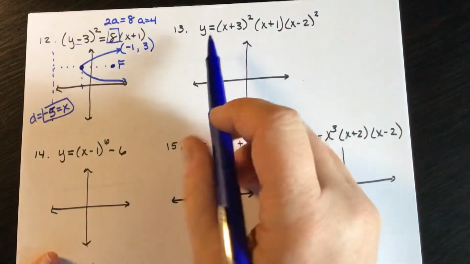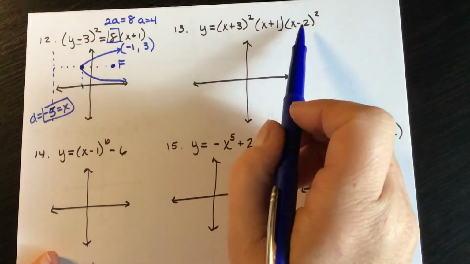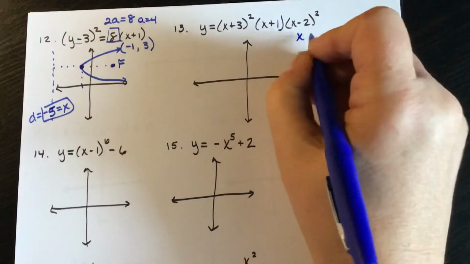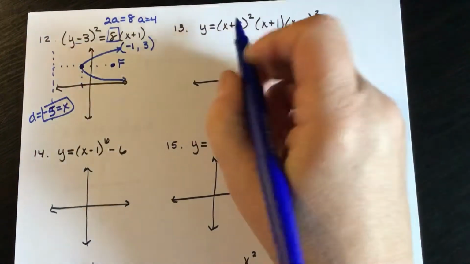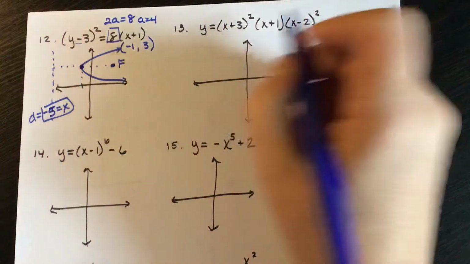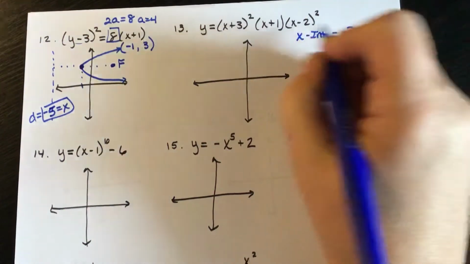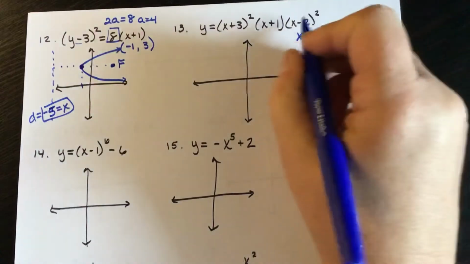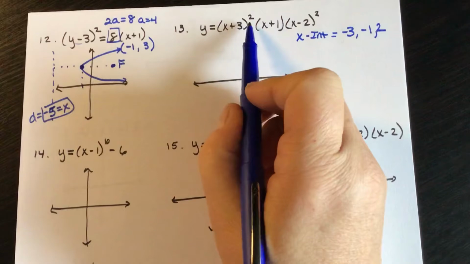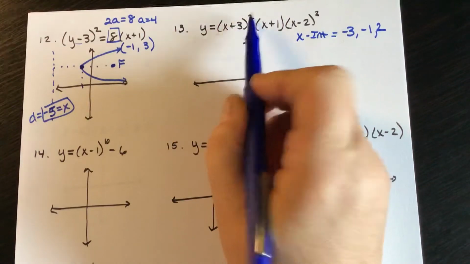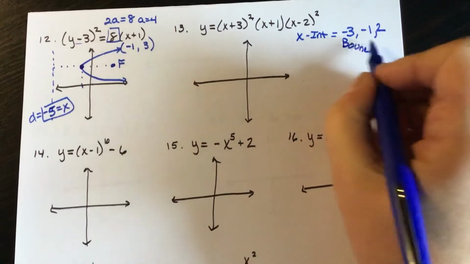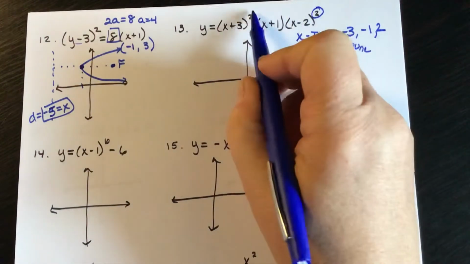Number 13, here I have a polynomial function. So what I need to do is look for my x-intercepts. And my x-intercept here is -3, this one is -1, and this one is 2. If I look at the multiplicity of each of these, because this is an even number, I know I'm going to have a bounce at -3 and a bounce at 2.